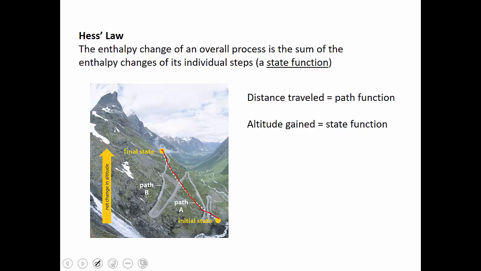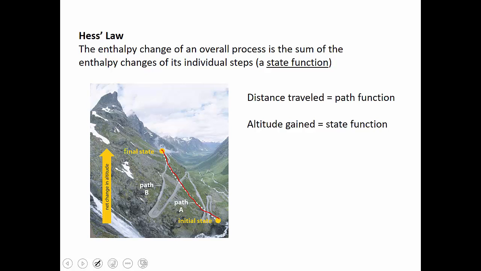And so when we take a look at path A and path B, both gain the same amount of altitude in different ways. Just one is much more gradual than the other. This is called a state function. Doesn't matter which way you go, you both accomplish the same altitude gain.